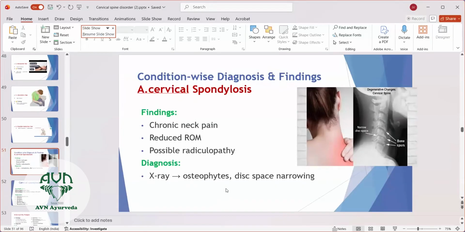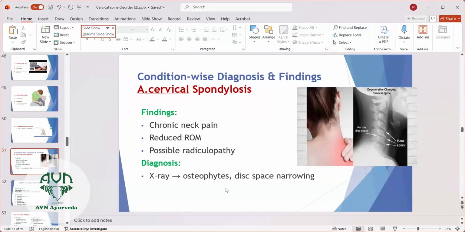So we have done a clinical evaluation and made a clinical diagnosis. After the clinical evaluation, we have to look for the radiological examination or X-ray, not to confirm our diagnosis. The condition-wise diagnosis and findings for each of the diseases affecting the cervical region, mainly cervical disc disease, cervical spondylitis and myelopathy. So we are discussing each condition, condition-wise diagnosis and findings.